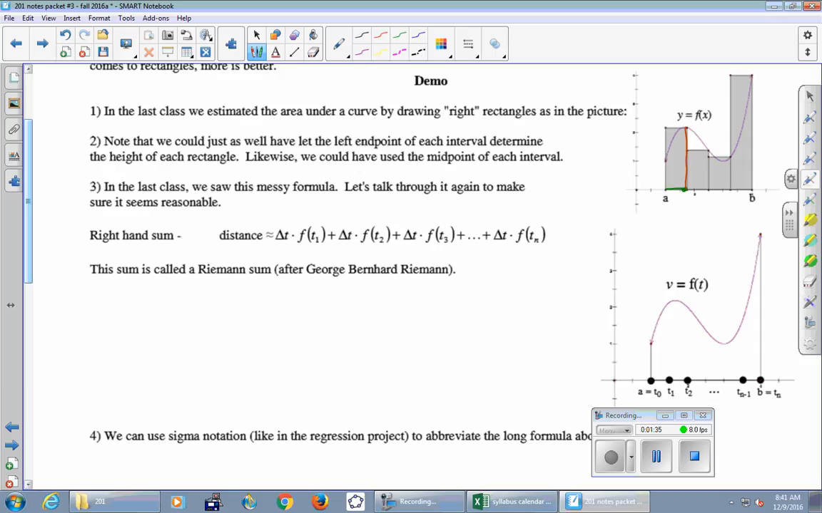We could just as well have let the left endpoint of each interval determine the height of the rectangle. Likewise, we could have used the midpoint of each interval, or in fact any point in each interval we could use. Typically we'll just use left and right.